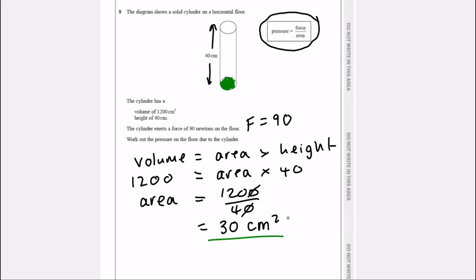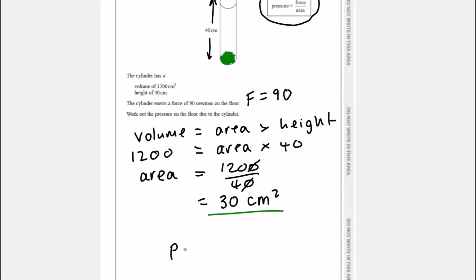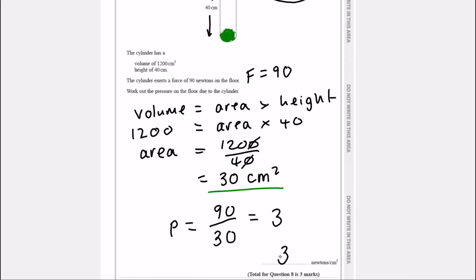So we know the area and we know the force, so we can just put them into the equation. Pressure equals force divided by area. 90 over 30. 30 goes into 90 3 times. So the pressure is 3 newtons per centimetre squared.